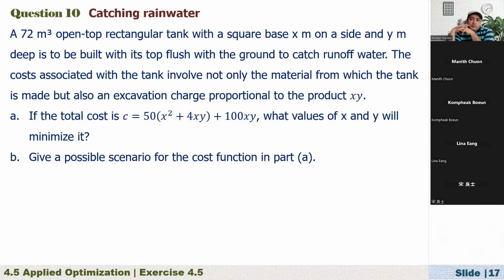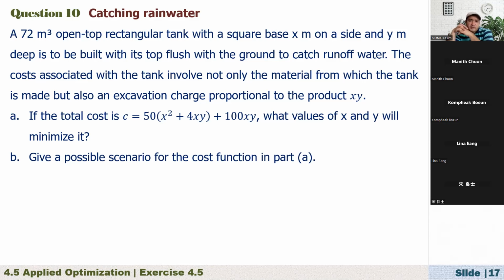All right, another question. Question 10, catching rainwater. A 72 cubic meter open top rectangular tank with a square base x meters on a side and y meters deep is to be built. Its top is flush with the ground to catch runoff water.